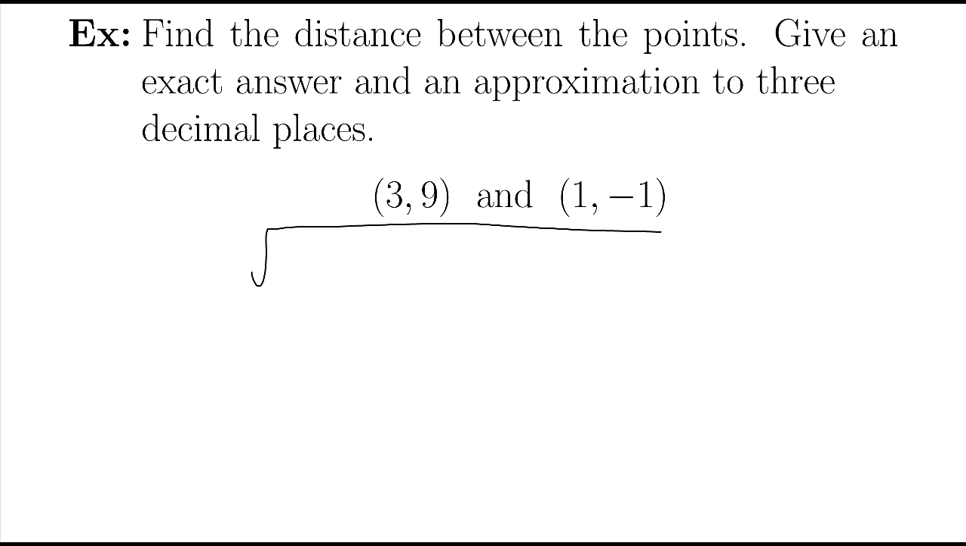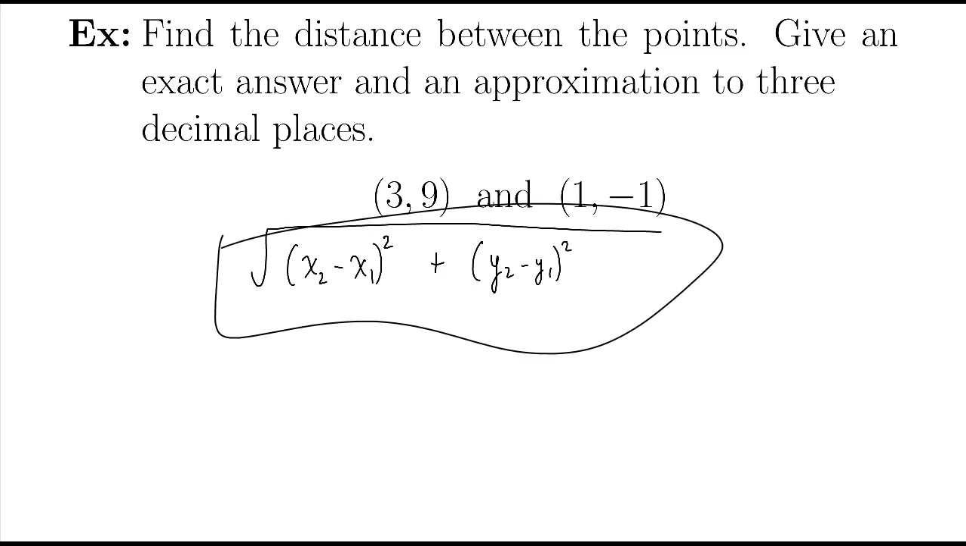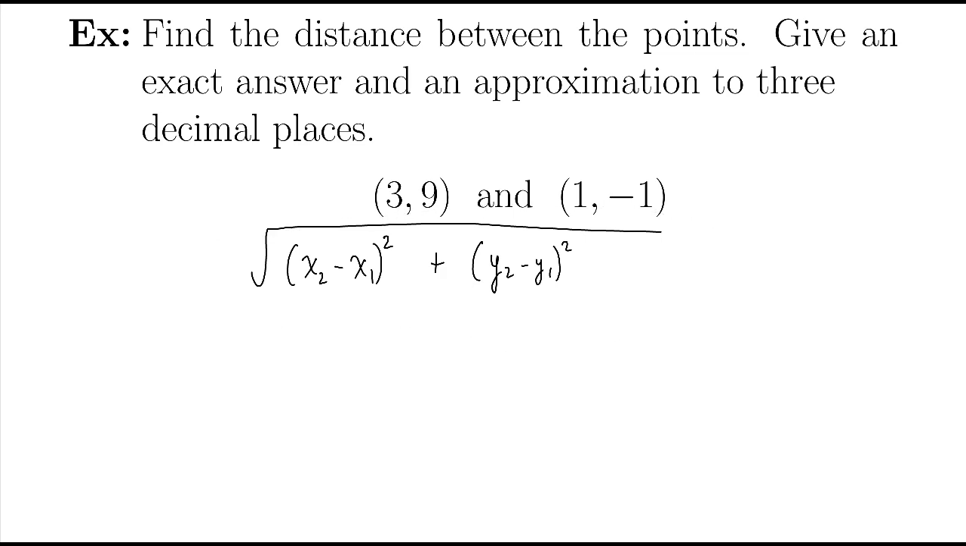The formula says subtract the x values. The little x2 and x1 just means the first x and the second x, or the second x minus the first x. Actually, it doesn't matter the order that you put them in. You subtract the x values, square that number, subtract the y values, square that number, add them together, and then find the square root of that. So, good bit of stuff there.